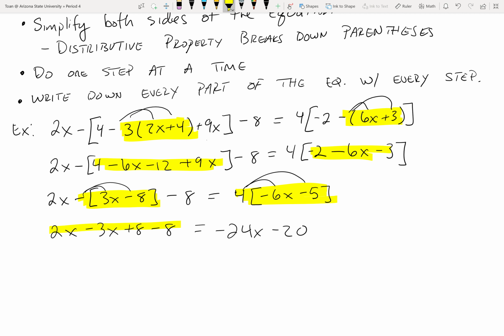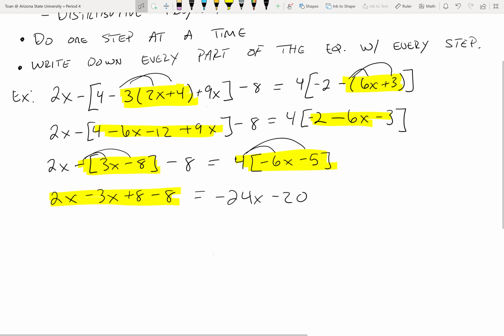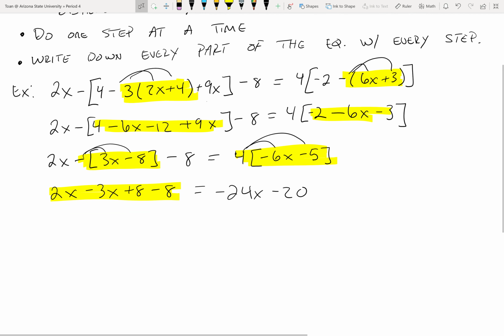I still can simplify this guy, combining like terms, so I will. Any part of the equation I didn't highlight, I'm not going to even bother thinking about, just copy them down. So this is negative x, 8's cancel, equals negative 24x minus 20. So now I've simplified both sides as much as possible. All the work we've done here, these 4 lines here, has not been about solving whatsoever. It's just about simplifying.